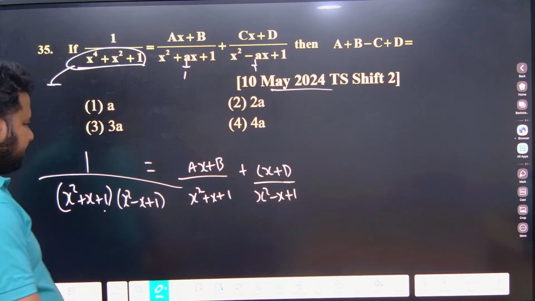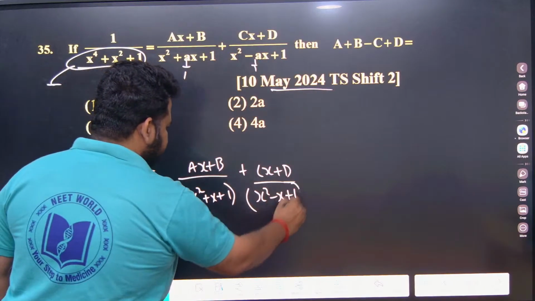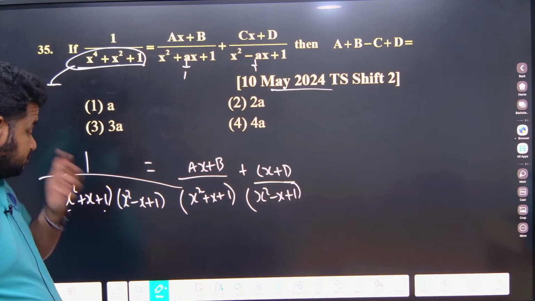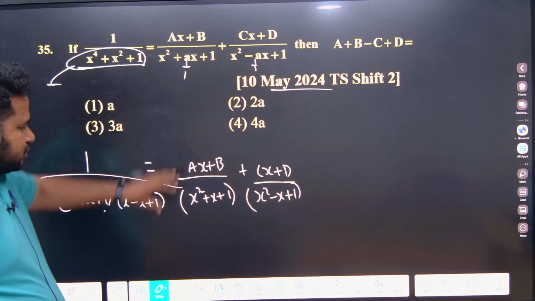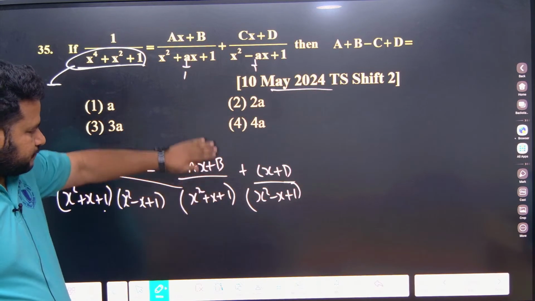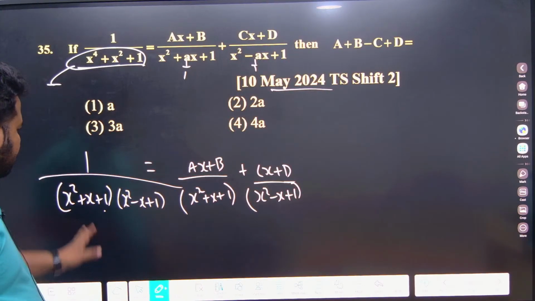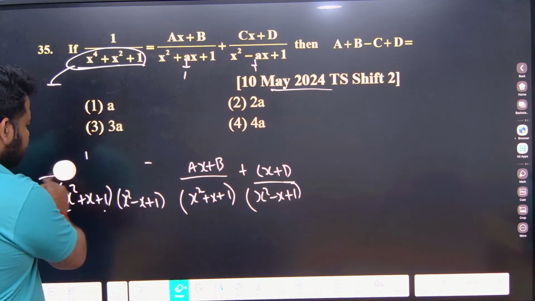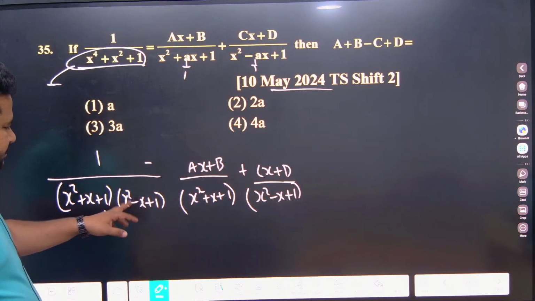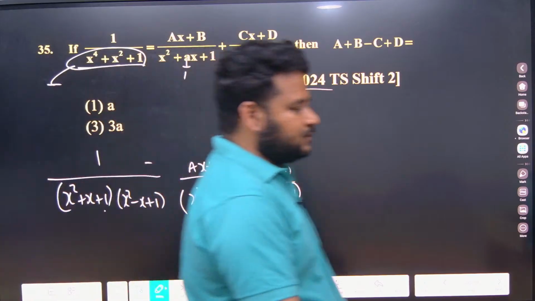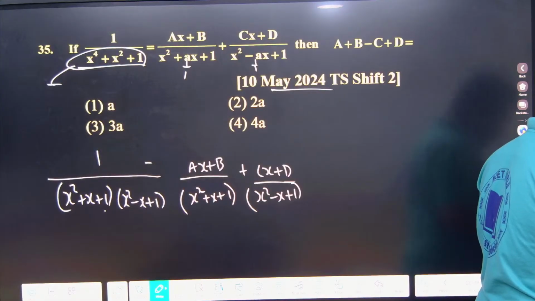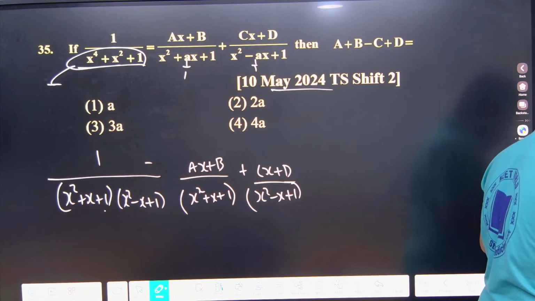Now see here, I am having x square plus x plus 1 and x square minus x plus 1. Using this, what shortcut can I use to find ax plus b? I have 1 by x square plus x plus 1 into x square minus x plus 1. What is the shortcut I can use here? Please think, this is quadratic. I have told you already what shortcut you can use. Please think.